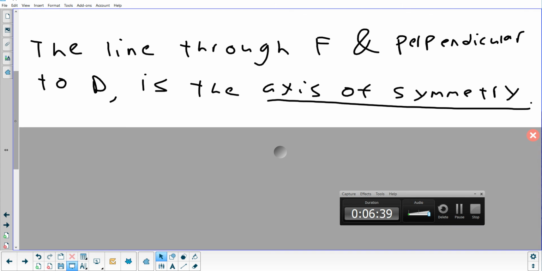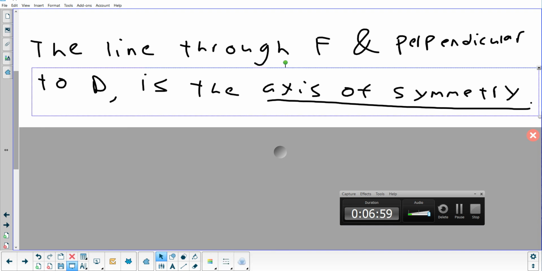And let's talk about a few other vocabulary words before we start looking at an example. Parabolas have what we call an axis or a line of symmetry. The line of symmetry for a parabola always goes through the focus, and it is perpendicular to the directrix.